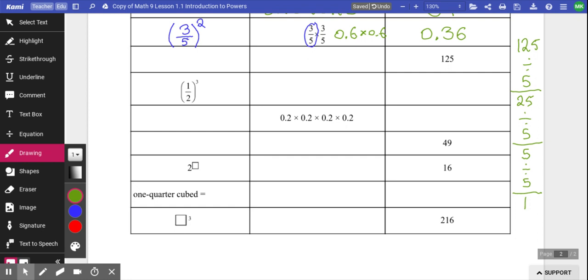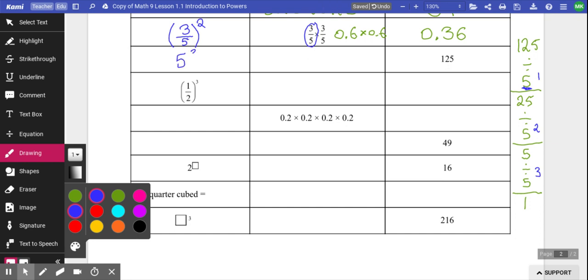The reason this way might help is it makes it a little more obvious what your exponent should be. So the base is 5 because that's what I'm dividing by. And the exponent is the number of times I divided by 5. I did it once, twice, 3 times. My exponent would be 5 to the power of 3.